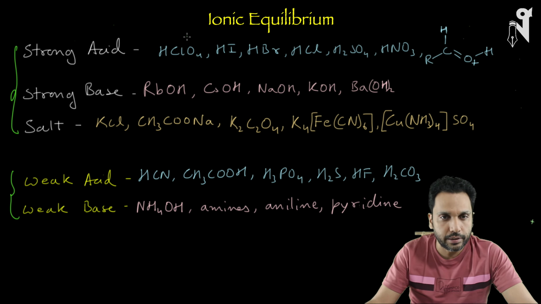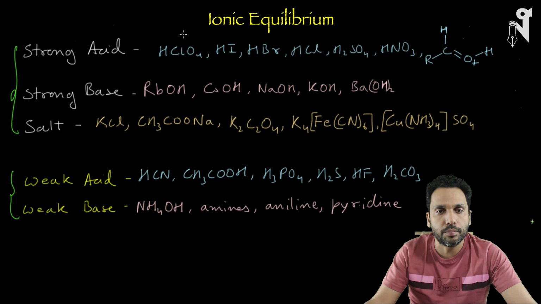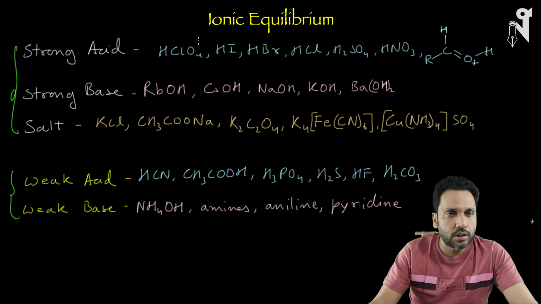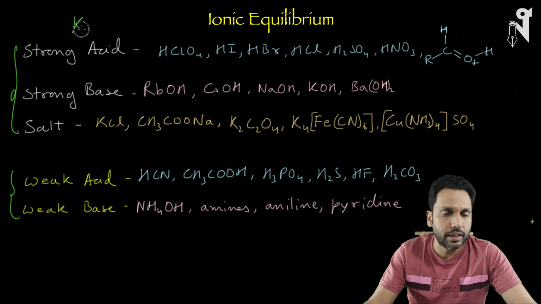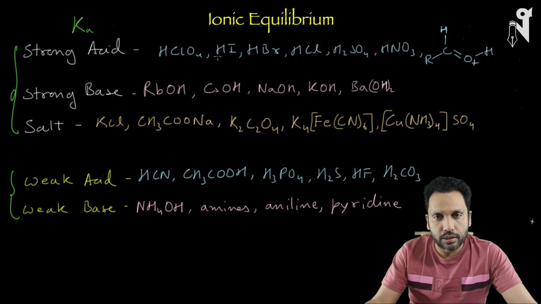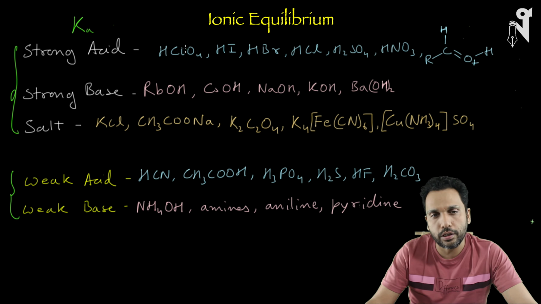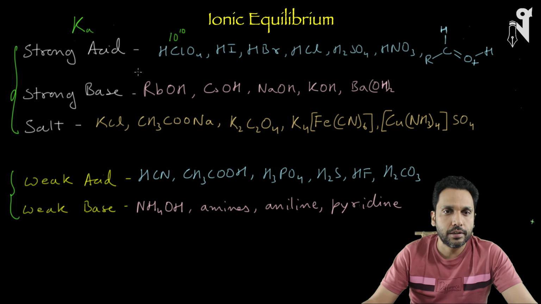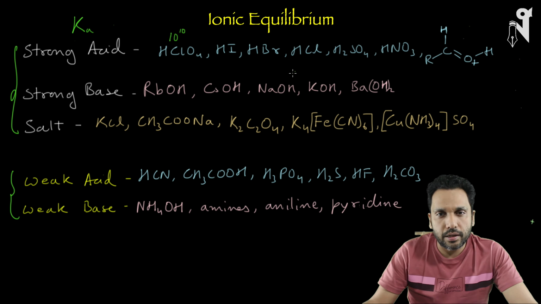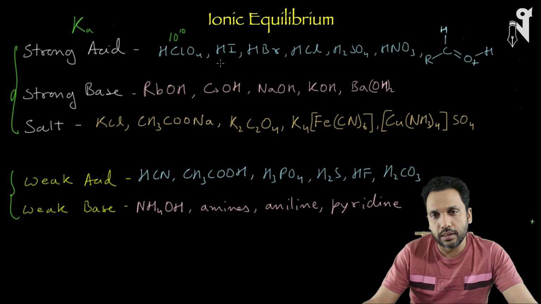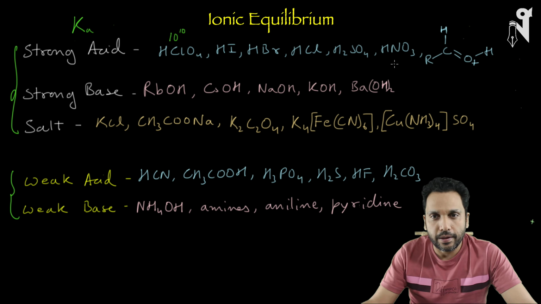All of these will give you ionization constant values, Ka values, which you'll be learning later. But just to give you an idea, the K value for this would be in the order of 10 power 10. It shows that it almost dissociates fully. And then we have HI, HBr, HCl, H2SO4, HNO3, all these industrial acids.